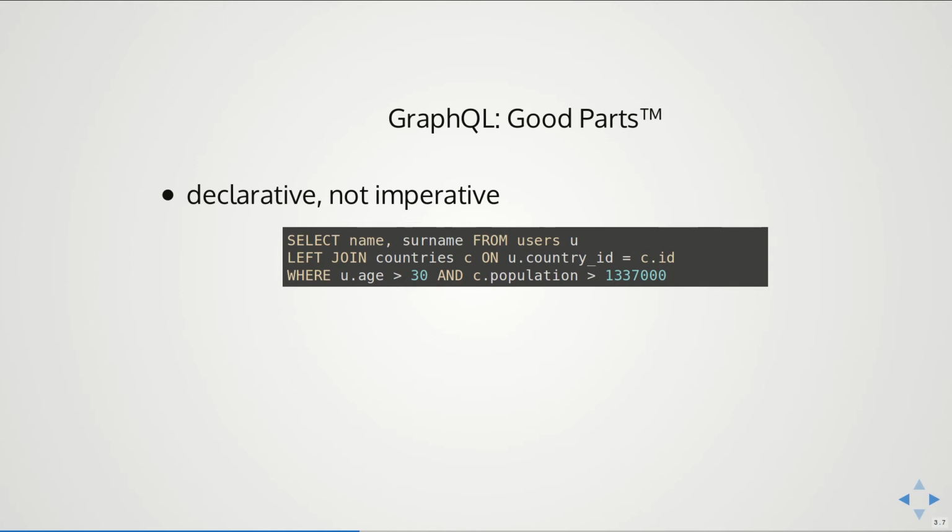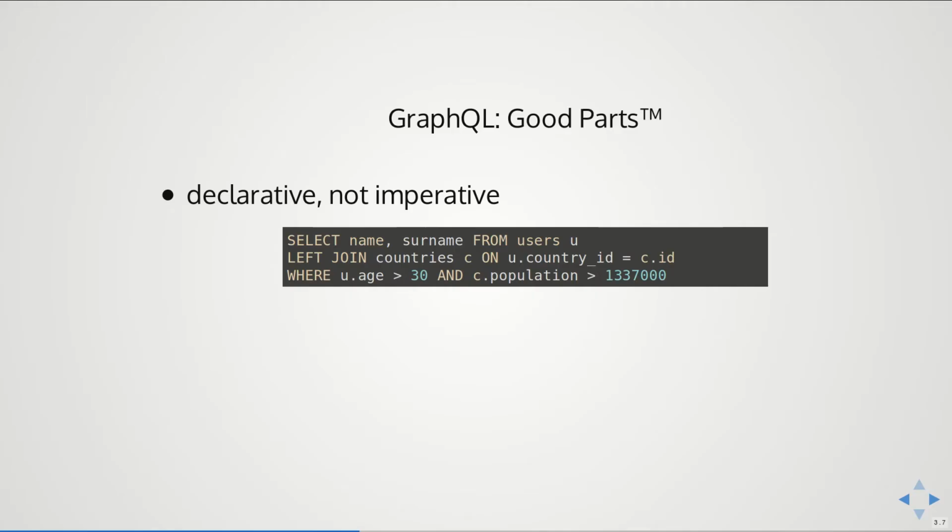You may know another language that is declarative and not imperative, which is SQL. SQL tells the database what fields are required, what format data should be returned in, and possibly with some filters like age or population for a country. But it doesn't really tell the database which sorting algorithm to use or whether to use indexes or not. It just defines, give me this data, I don't really care how you do it.